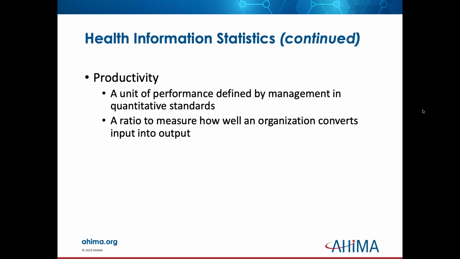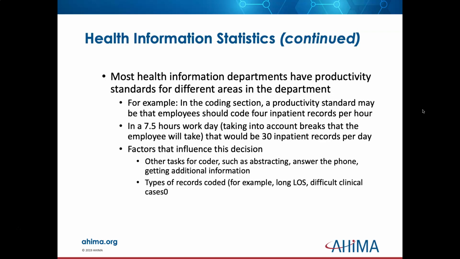Productivity is a unit of performance defined by management in quantitative standards. It's a ratio to measure how well an organization converts input into output, meaning the cost of a person into what they produce. Most HIM departments have productivity standards for different areas in the department. They give you some examples here that in the coding section, a productivity standard may be that the employee should code 4 inpatient records per hour.